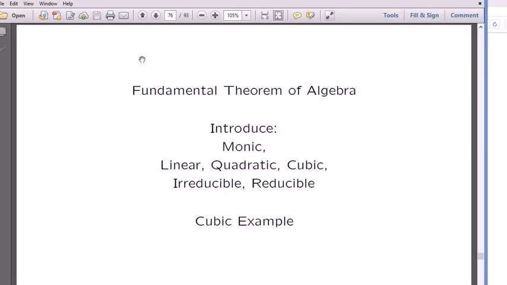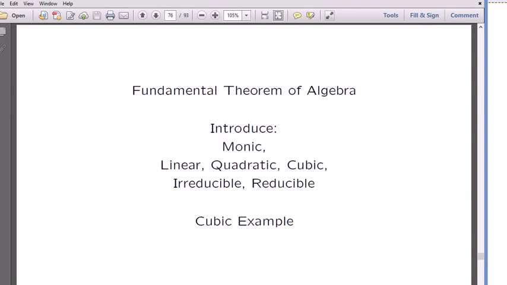The fundamental theorem of algebra is about polynomials. So here are the polynomials. The first term I listed there is monic. The second thing is linear polynomial, quadratic polynomial, cubic polynomial. Those are about the degrees, right? Monic is not about the degree. And after that, we're going to introduce the notion of irreducible and reducible using this cubic example.